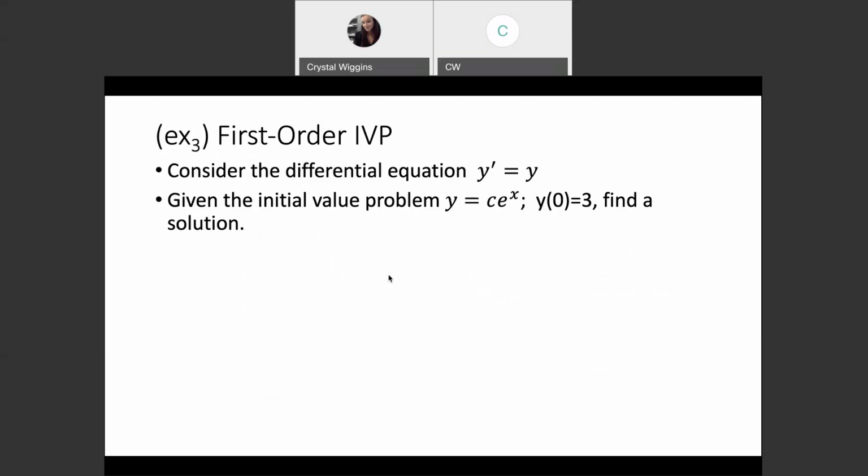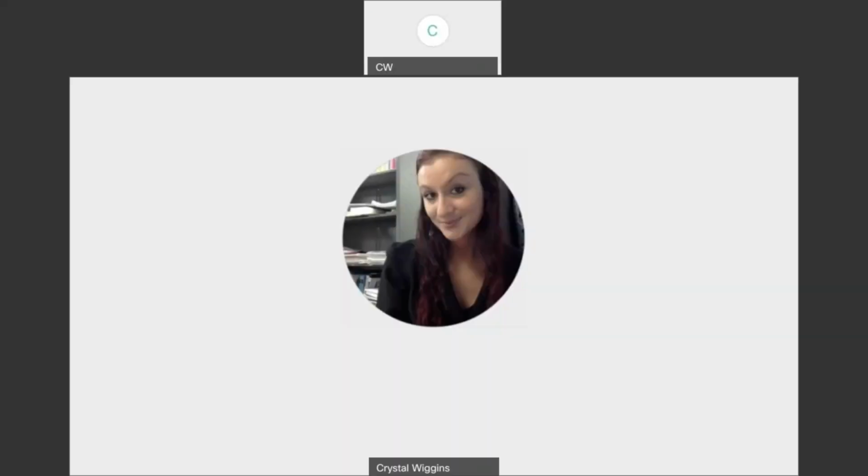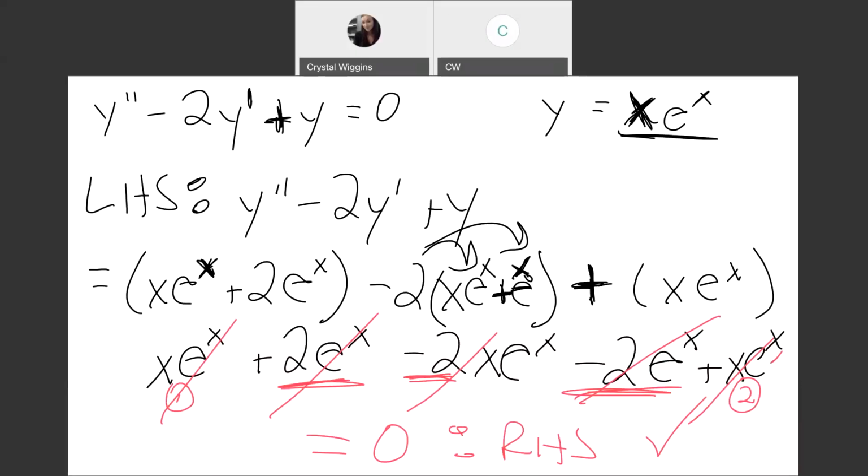Let's try one. I'm going to jump back to my whiteboard for the next 3 examples. We're going to be taking a look at 2 initial value problems at the start, and then we'll start talking about some other types of problems that we can also solve. All will be done on the whiteboard. So let me jump back to our whiteboard and clear this out.